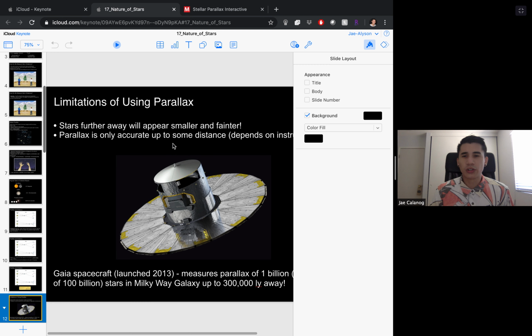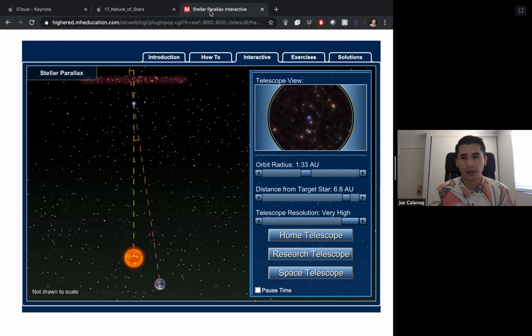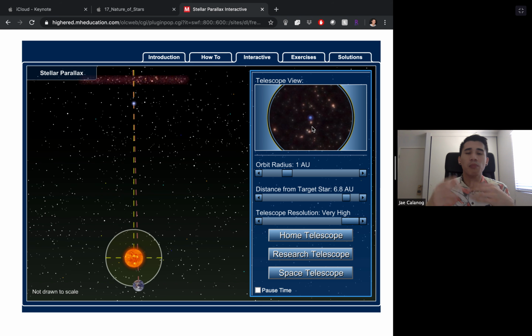I also want to introduce you to the simulation so you can play with this on your own. I will link this on Canvas, but basically you can see here the parallax in action. What I have here is the Earth orbiting the Sun. In this simulation, you can change the baseline, or the size effectively of the Earth's orbit around the Sun. If we make it equal to the size of the Earth's orbit, which is about 1 AU, then in this view here, called your telescope view, you can see how much the star is quote-unquote moving because the Earth is orbiting around the Sun.